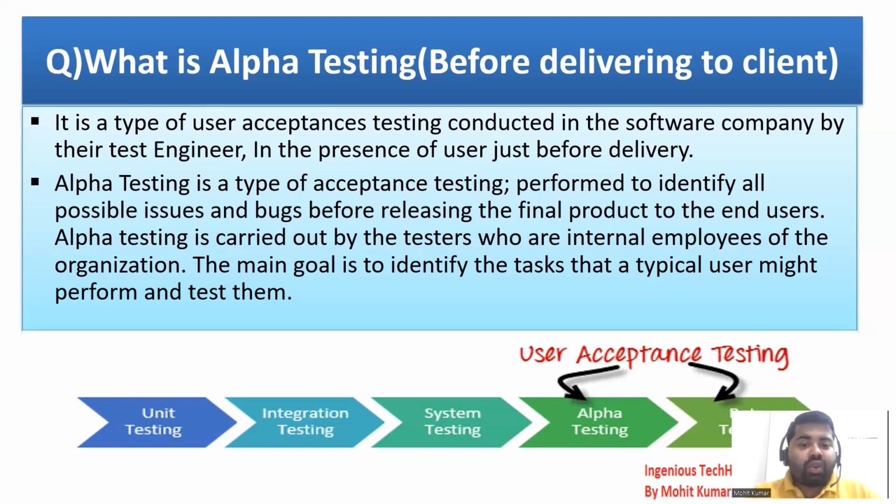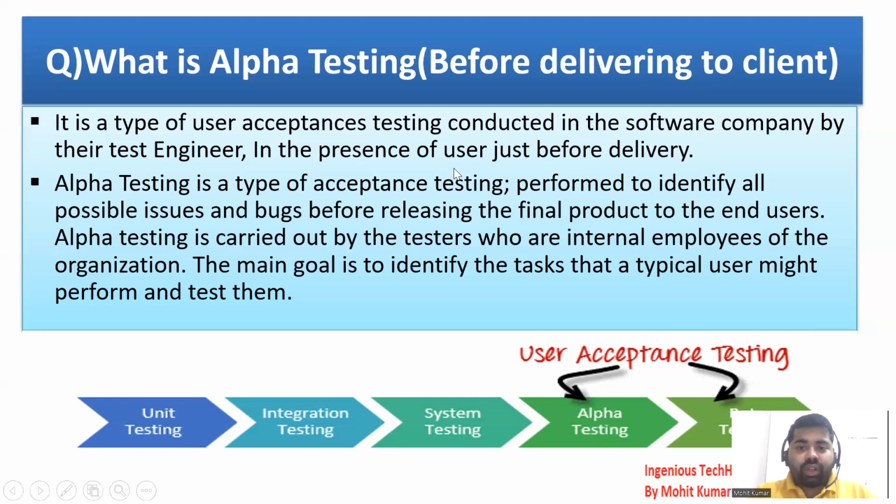The main goal is to identify the tasks that a typical user might perform and test them. The main focus is that we should not miss anything when delivering this product to the client. That is called alpha testing. We will give you the differences table also. Don't worry about that; from there, you will get more clarity about alpha testing and beta testing.